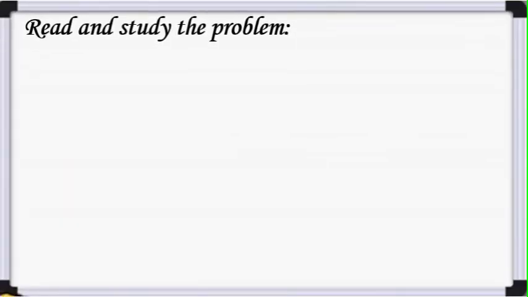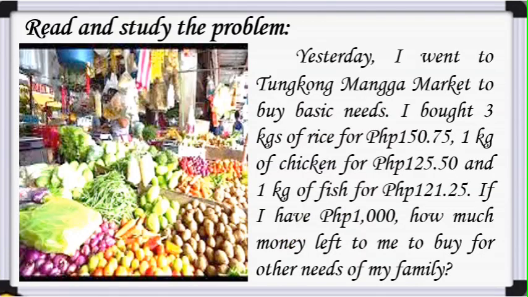Now, let us read and study the problem. Yesterday, I went to Tungkong Market to buy basic needs. I bought 3 kilograms of rice for 150 pesos and 75 centavos, 1 kilogram of chicken for 125 pesos and 50 centavos, and 1 kilogram of fish for 121 pesos and 25 centavos. If I have 1,000 pesos, how much money is left to me to buy other needs of my family?